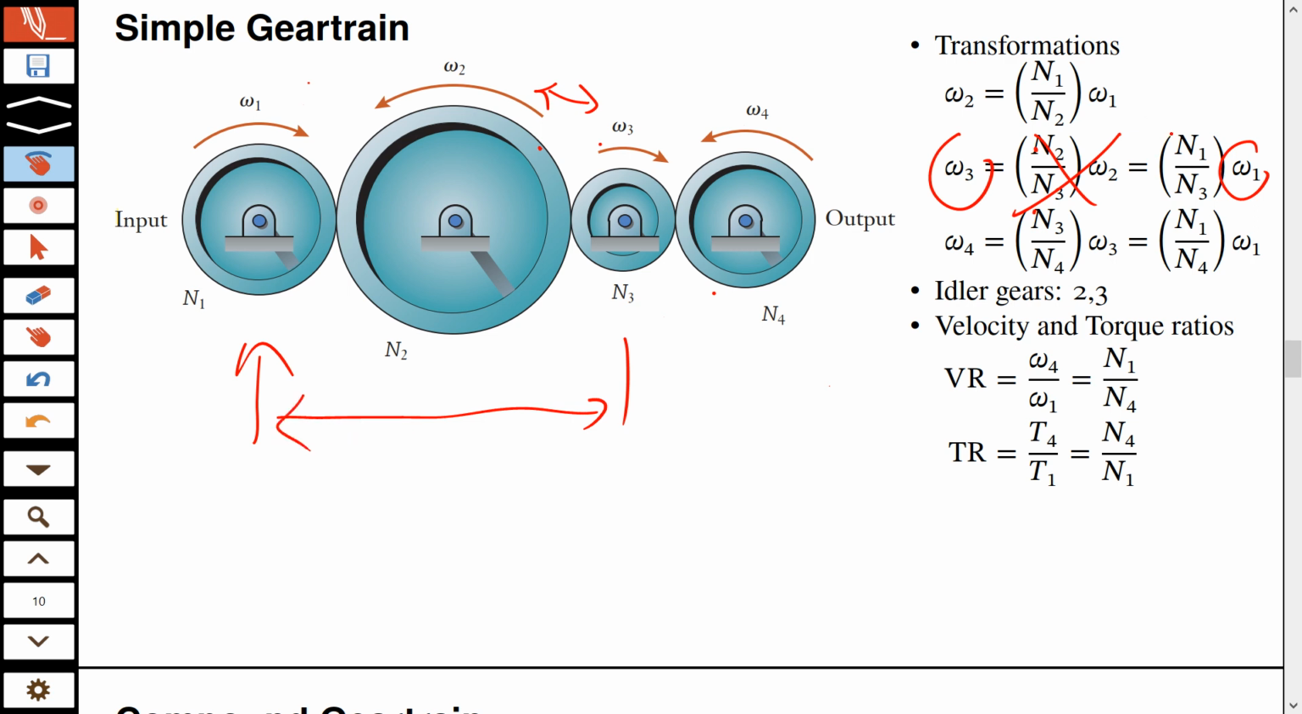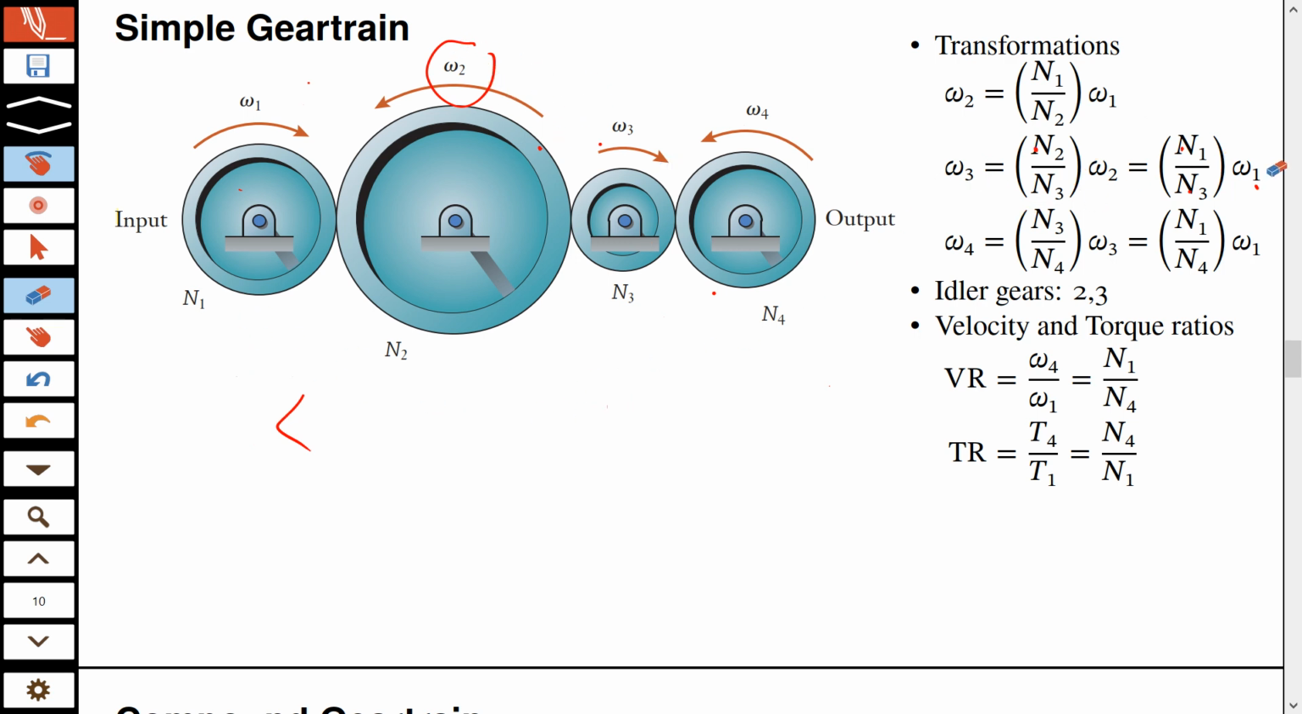And it's connected in the same way, you see, N1, omega 1 and N3, omega 3, and N1, omega 1 and N2. So this intermediate gear actually can be called an idler gear because it doesn't affect the relationship between the input and output. So that's why it's called the idler gear. Gear 2 is an idler gear.